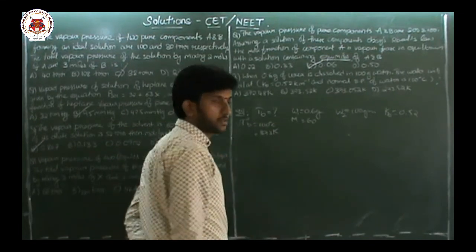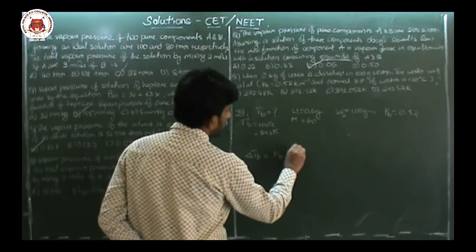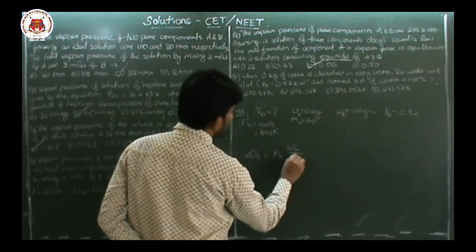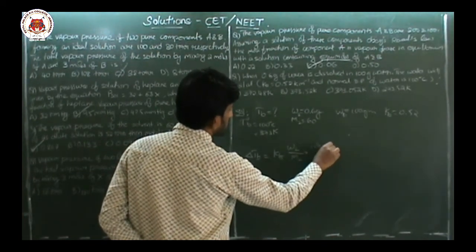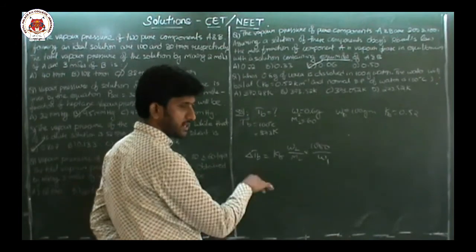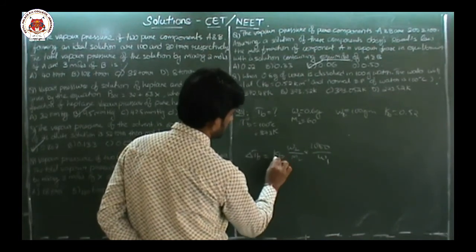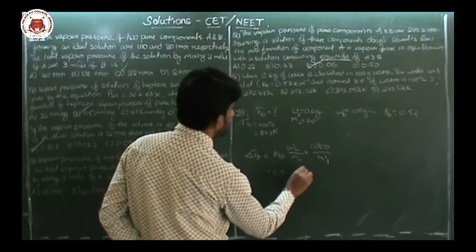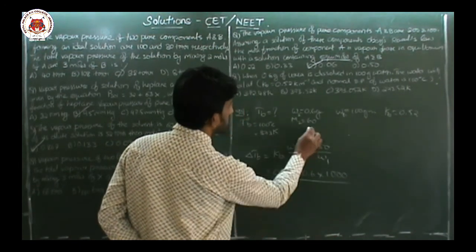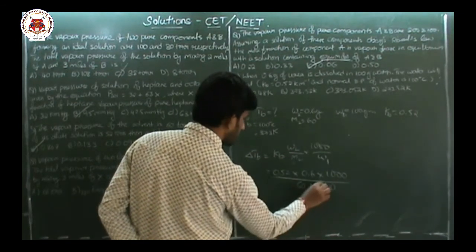Now this is the information given to us. Now you know the formula: delta Tb is equal to Kb into weight of solute by molecular weight of solute into 1000 by weight of solvent in grams. So what is the delta Tb actually? Delta Tb we will solve after. First let us substitute Kb. Kb is given as 0.52 into weight 0.6 into 1000 divided by M2 which is 60 into 100.